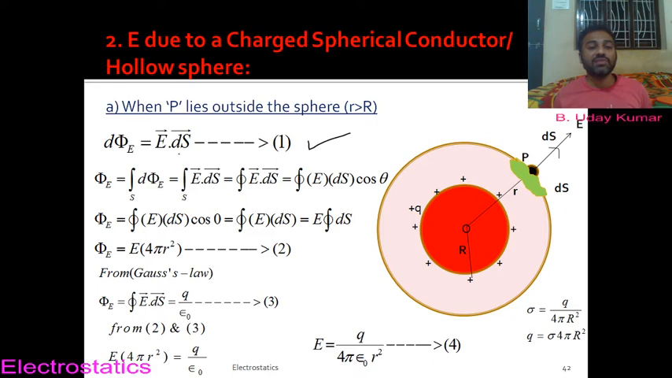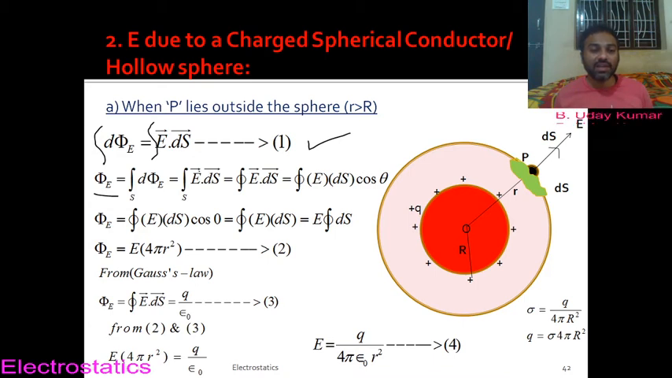This is d phi e, which is equal to E dot ds. To find the total flux, what do you get? You just integrate this equation. If you integrate this equation, you get phi e. So now I can write phi e as integral d phi e, which is equal to integral E dot ds. This is a vector notation, so please check it out.